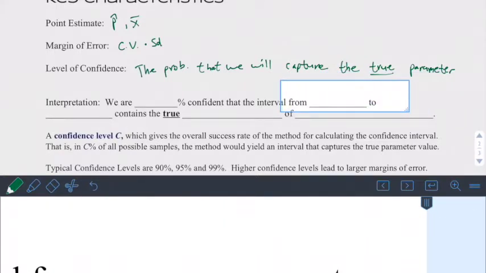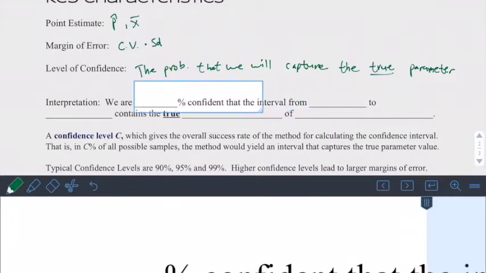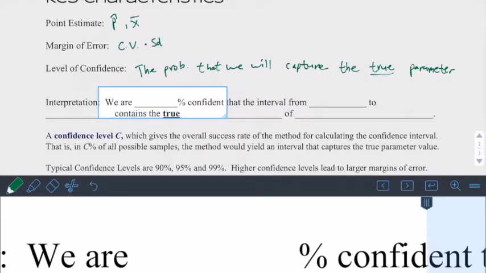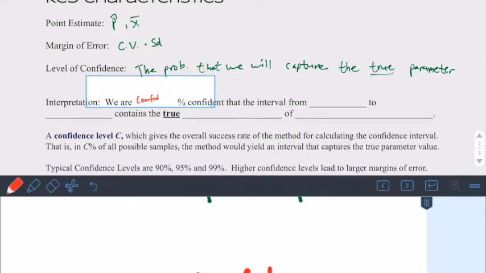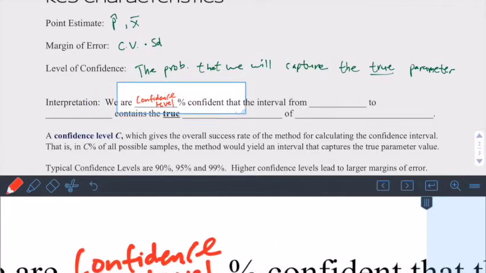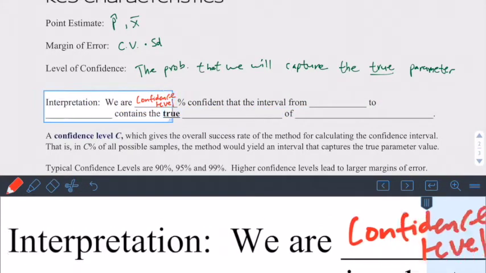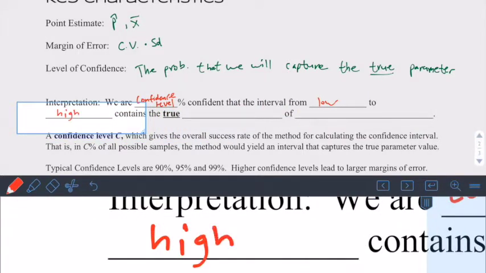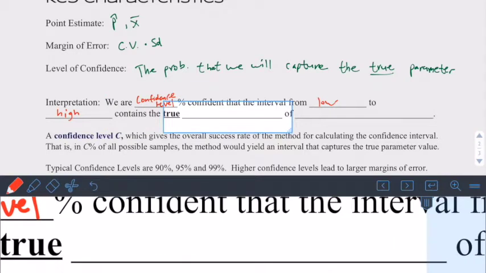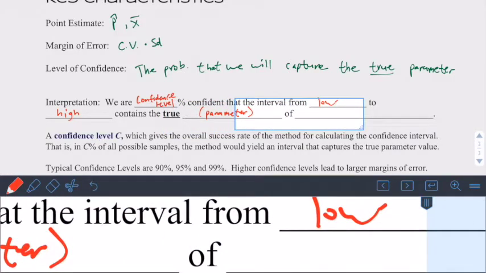And then the interpretation. This is a Mad Lib. You see where there's the blanks? We're just going to fill in the blanks. We are blank percent confident, this is our confidence level, that the interval from blank to blank, so this is the low part of your interval, this is the high part of your interval, contains the true, and this is the parameter, of, and this is the context. Now right away, this seems kind of complicated. You're going to do so much practice with this, you'll be fine.